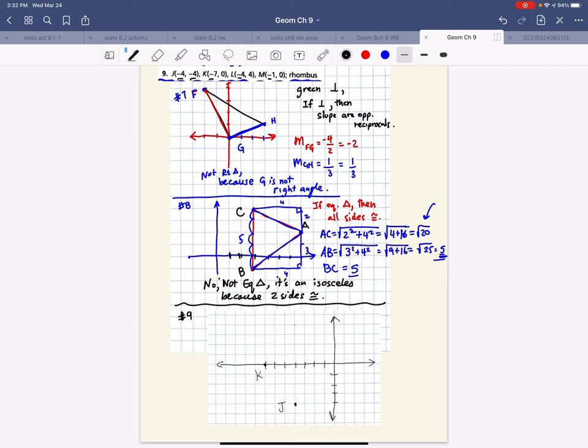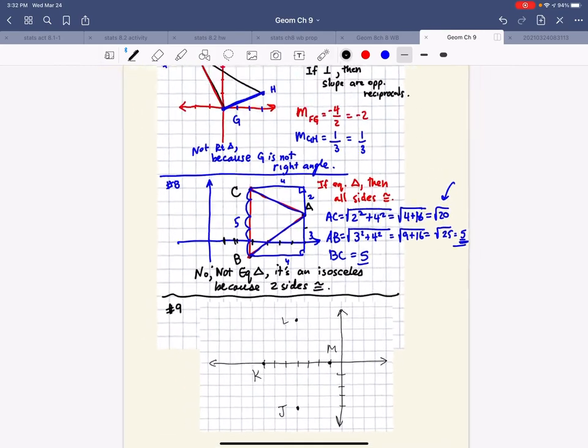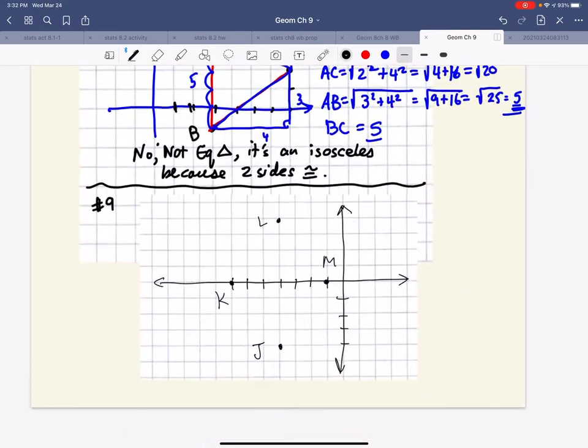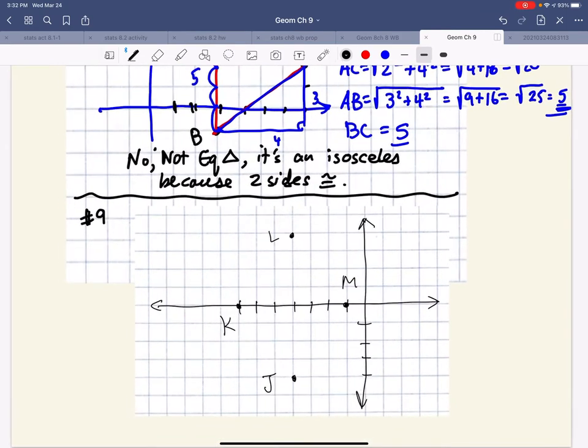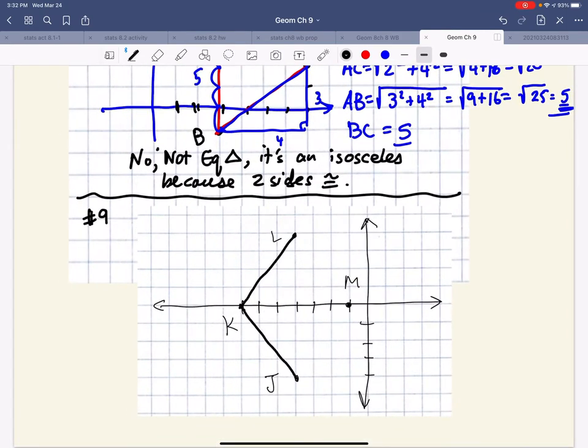Negative 4, positive 4, negative 1, 0. Is this a rhombus? Oh, that's kind of cool. It does kind of look like a rhombus, doesn't it? So if all sides are congruent, then this is going to be a rhombus.